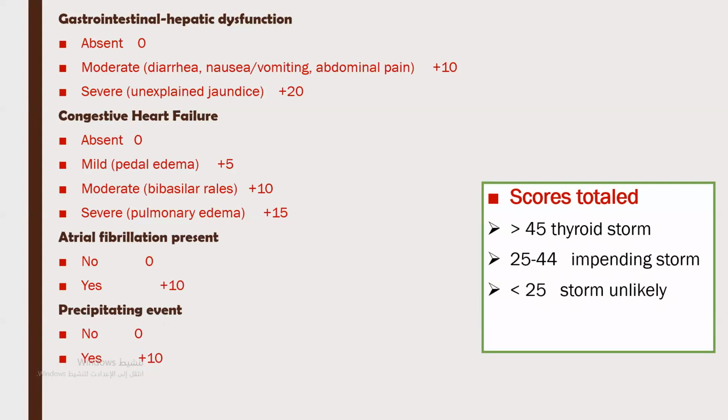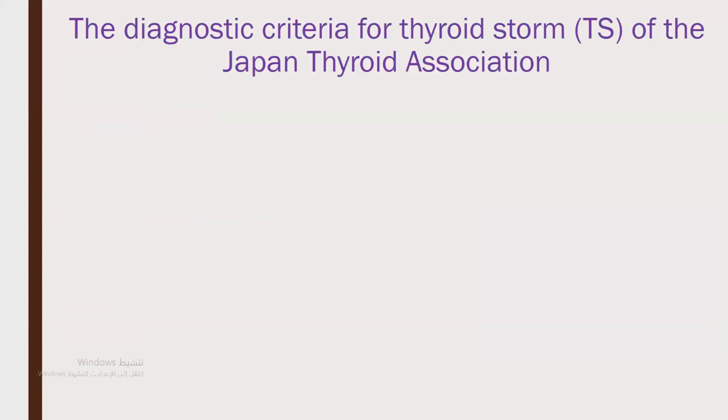So if you calculate the points, you will see the total calculation gives you a hint whether you are dealing with a possibility of thyroid storm or whether thyroid storm is unlikely. If the points are less than 25, storm is unlikely. If the points are more than 45, thyroid storm is likely. And if it is between 25 and 44, impending storm.